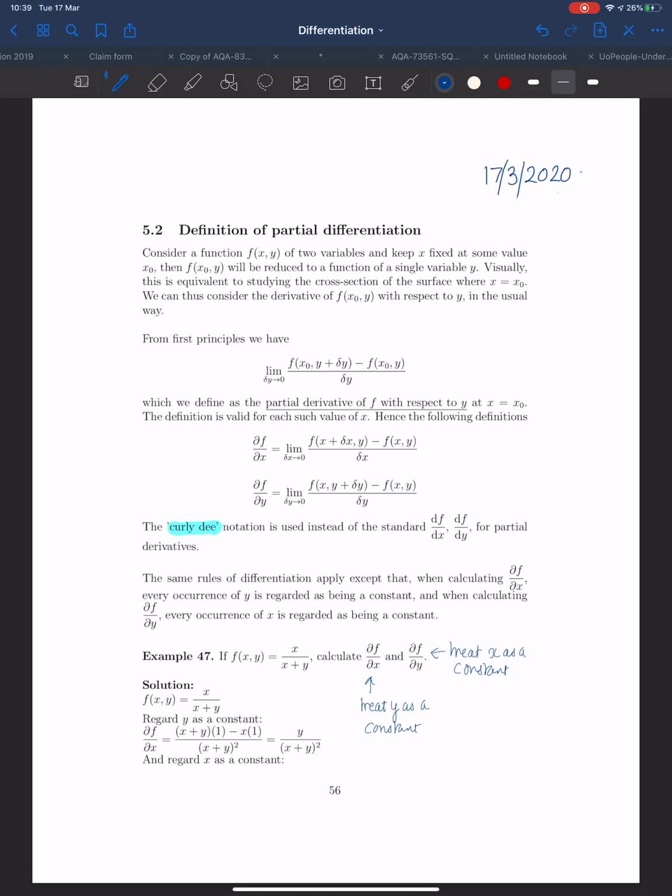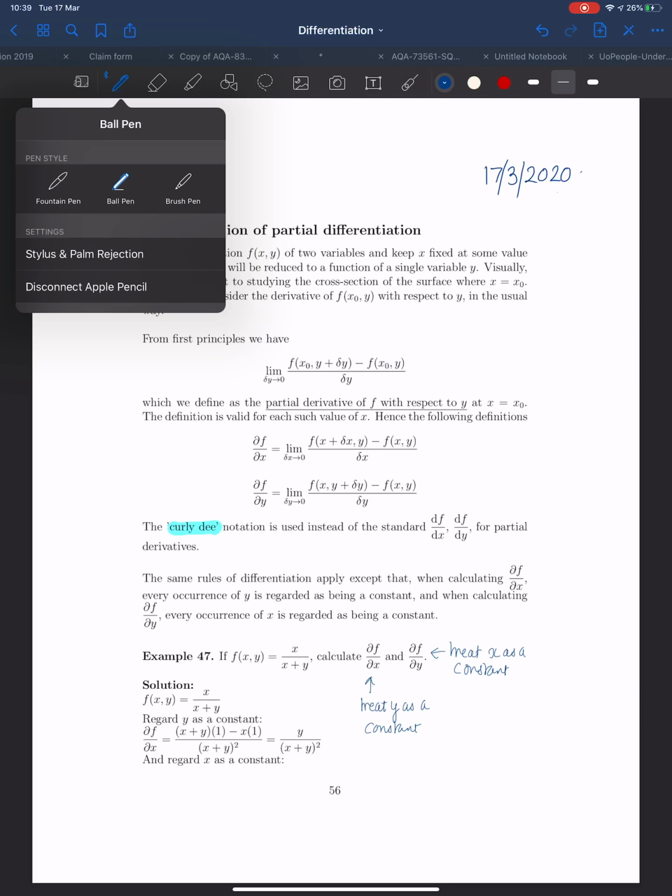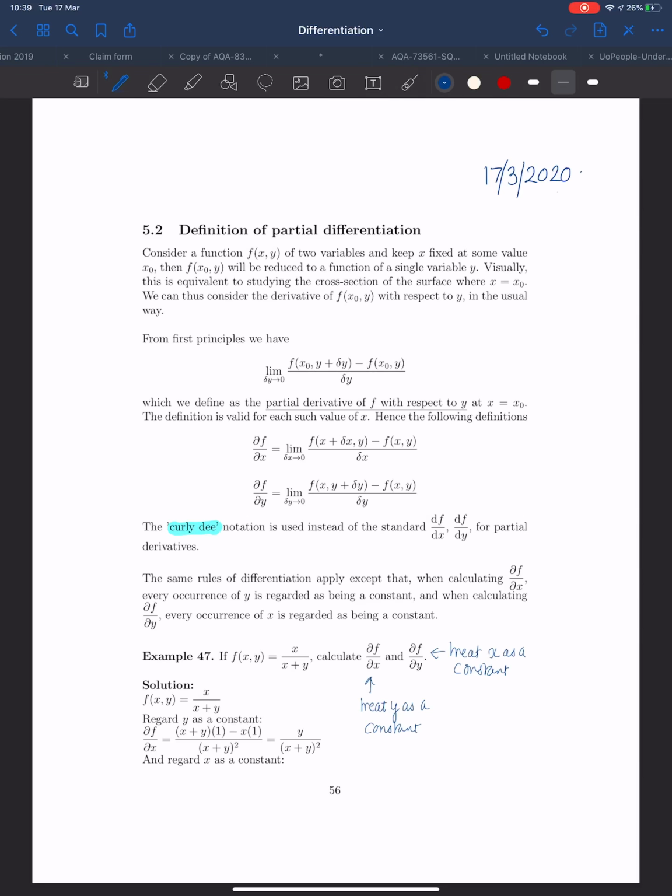So if f(x, y) is x over x plus y, and we want df/dx, that should be a curly d. I've already broken my own rules. It's important to put these curly d's in. If we treat y as a constant, this is x over x plus a constant. So it's the quotient rule.